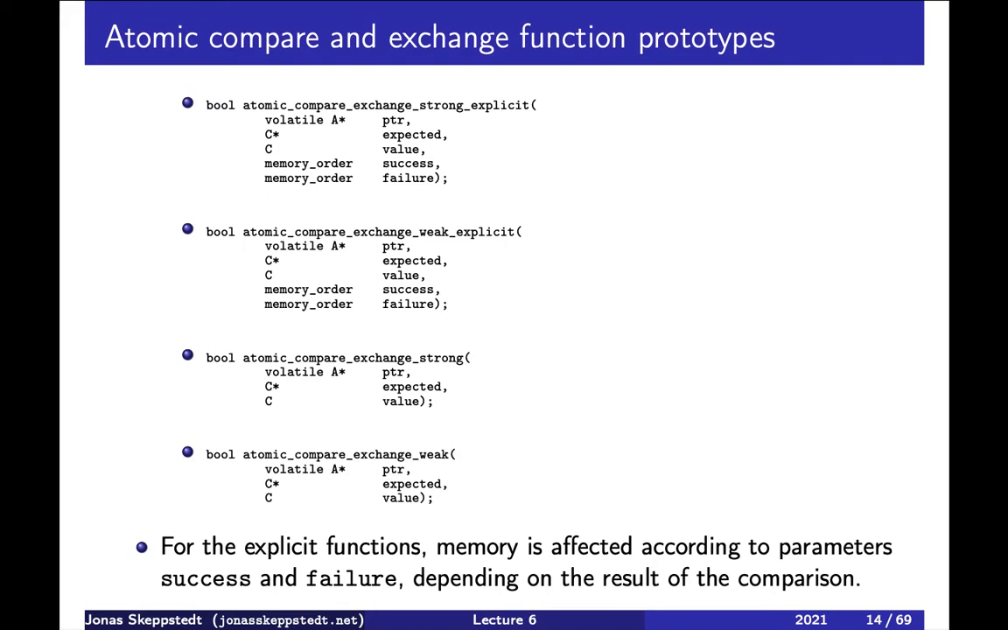So if it fails, I mean the weak one, then it returns false, guaranteed, regardless of if the value was as expected or not. Okay, so both of these return true if it could update the atomic variable.